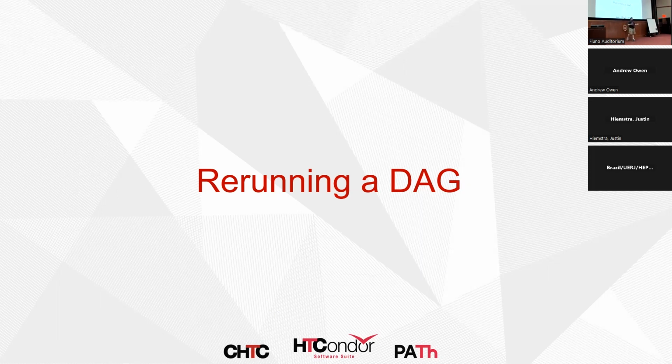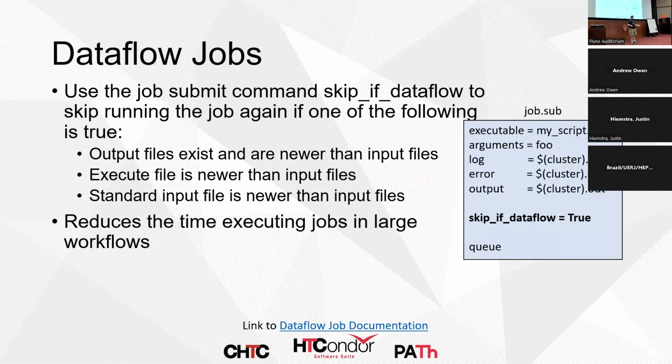But what if you want to rerun a DAG that has succeeded successfully? We don't need to rerun the entire DAG. That's a bit extensive if you want to just rerun a specific section of your DAG, but you have to rerun the whole thing. We got a couple things to help with this. The first one is data flow jobs. A key thing to know here is this is technically not a DAGMan specific feature. This is a submit command. This goes in your job submit file. It's skip_if_dataflow equals true.